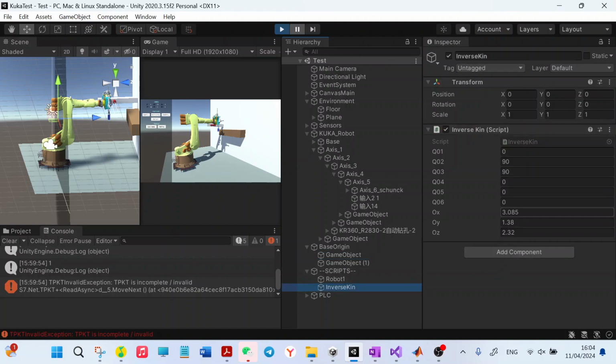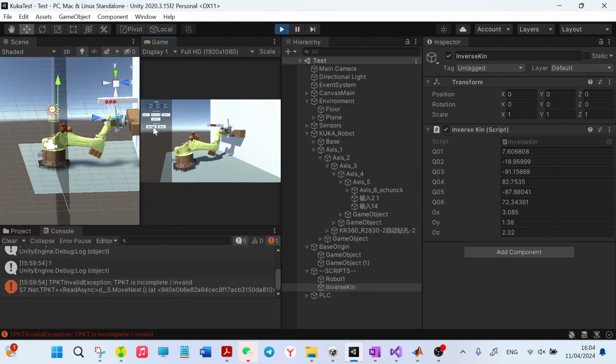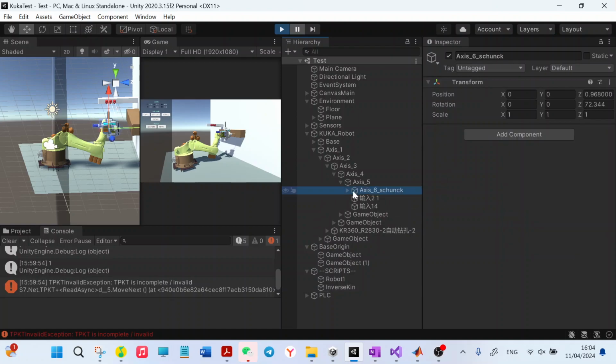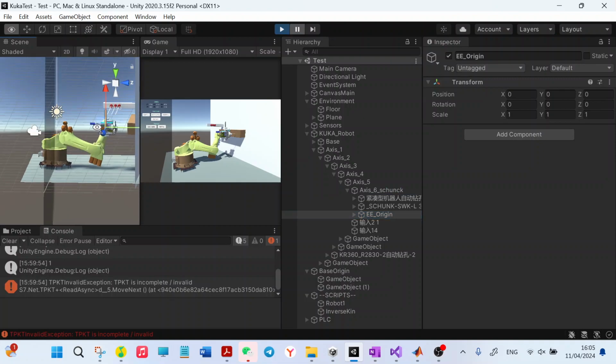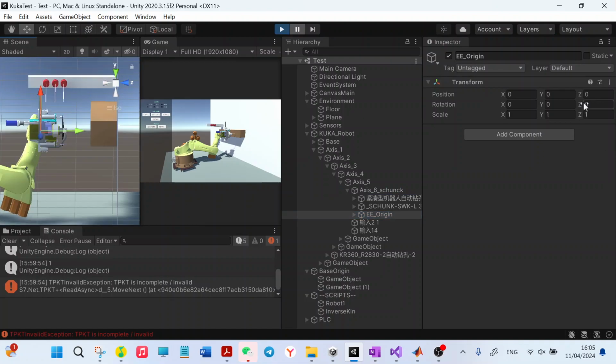Here we have the script, and here we have the same point. If I click calculate inverse kinematics, the robot will move to this point. Again, how can we check that we have the right point? Here we have the origin of this drill point.